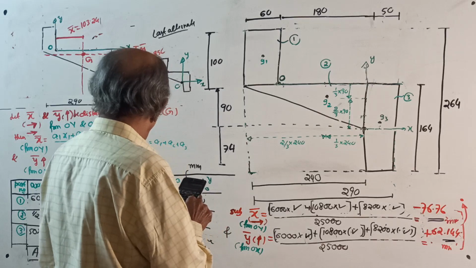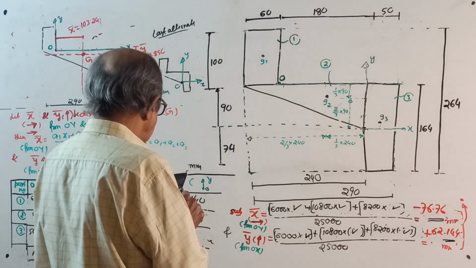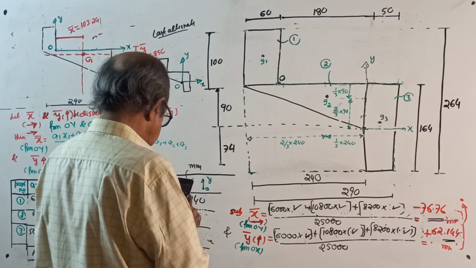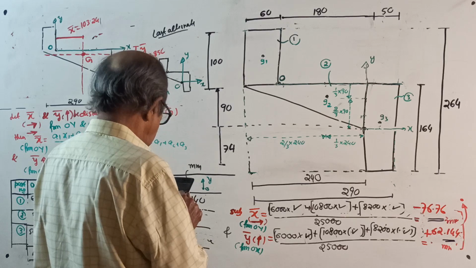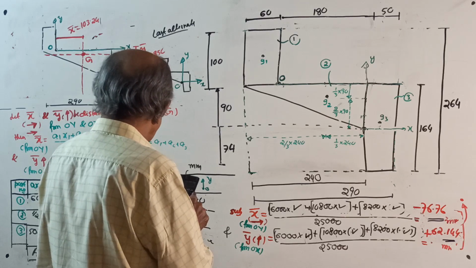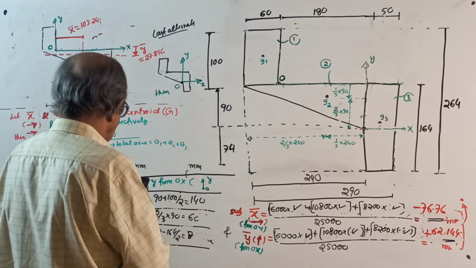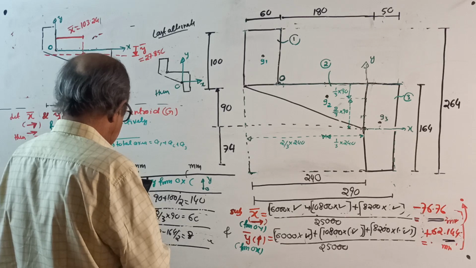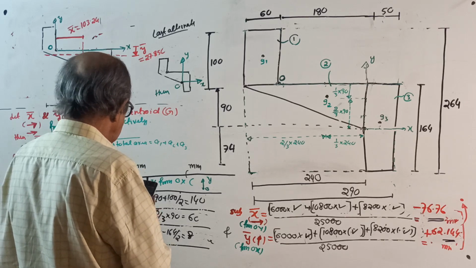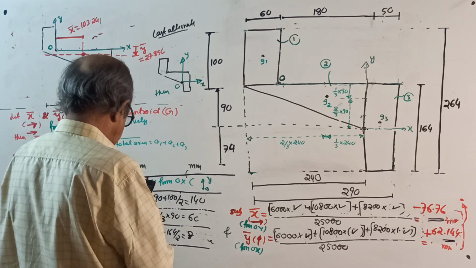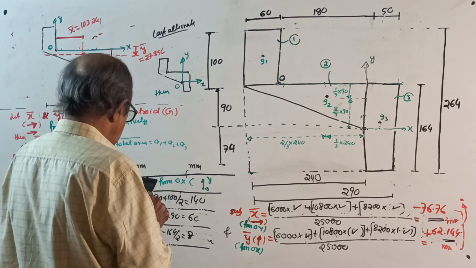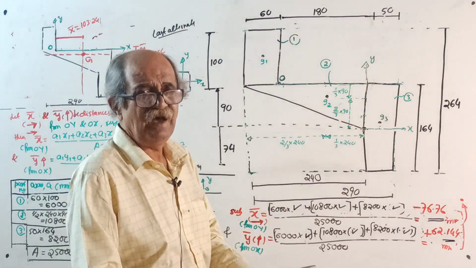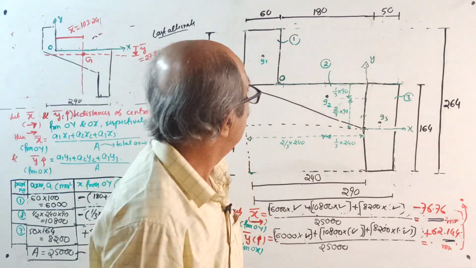Something went wrong in the calculator. 6,000 into 140 plus 10,800 into 60 plus 8,200 into 8, divided by 25,000. 62.144. Yes, the answer came.